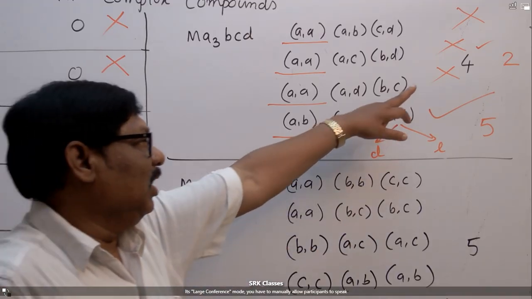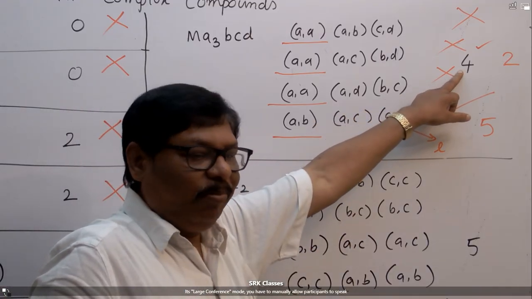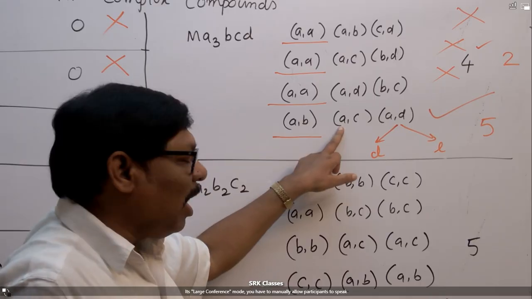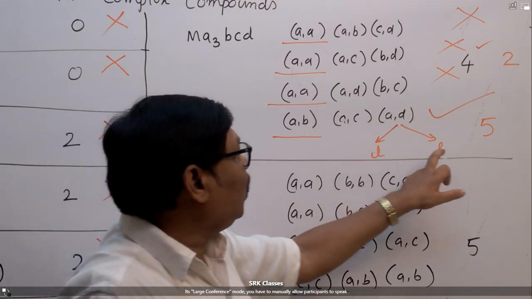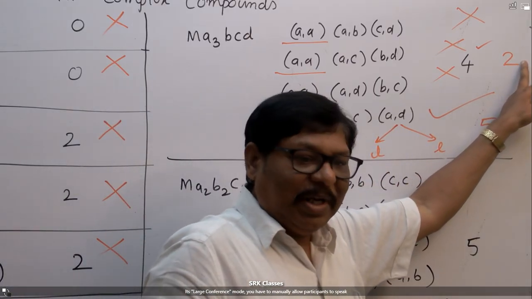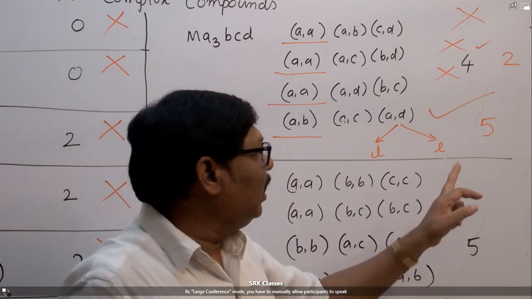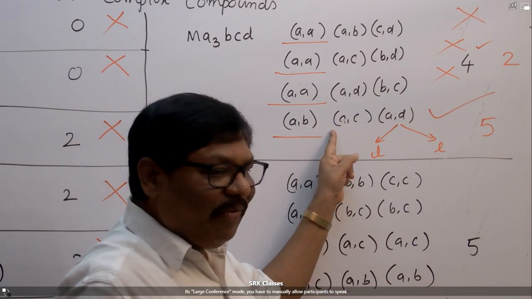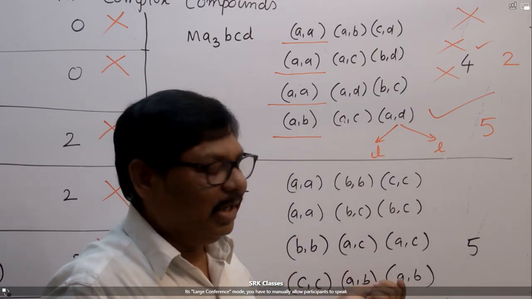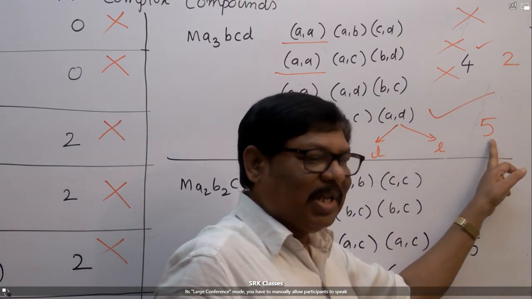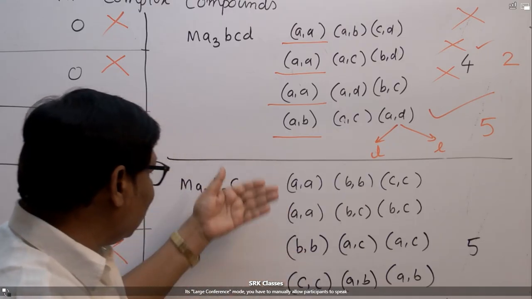Look here. Geometrical isomers are 4. This compound shows optical isomerism, and 2 optical isomers are possible. Therefore, optical isomers are 2. The total number of isomers is not 6. It is only 5, because this is only one compound, but 2 possibilities are there. So, the total number of stereoisomers is 5. Now, look at the last one.